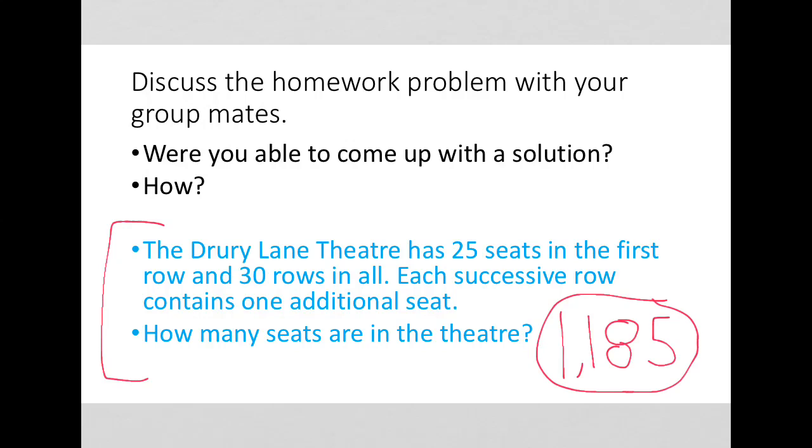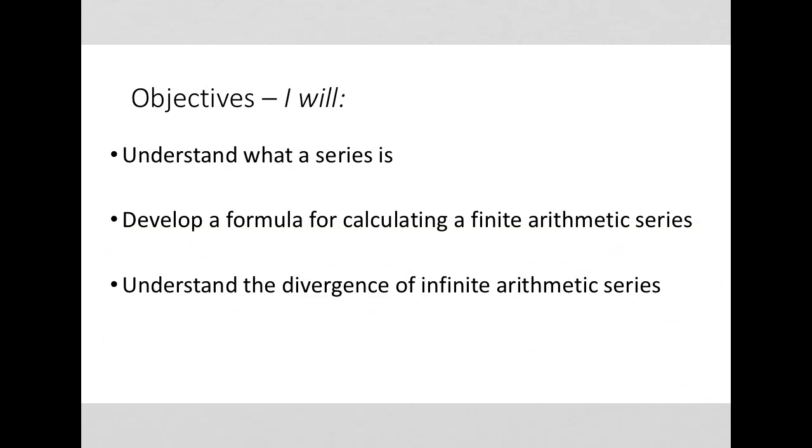I was hoping that you could find a way to do it without just adding up 25 plus 26 plus 27 plus 28, etc., all the way up to the 30th row, which would have 54 seats in it. So that's essentially the goal of the lesson. That's what an arithmetic series will allow us to do. So we will come back to this problem after we have developed a plan of attack.